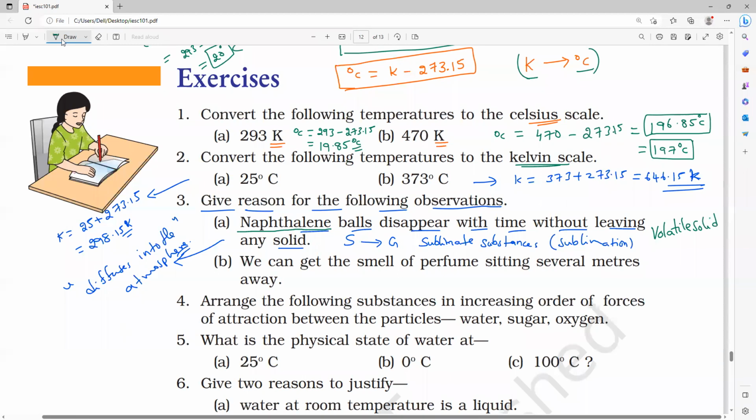It has a low melting point as well as a low boiling point. So it will show sublimation even at what temperature? Even at room temperature. Even at room temperature, it will directly diffuse into the atmosphere and disappear without leaving any solid. Everything clear? Understood, guys? Yes, sir.